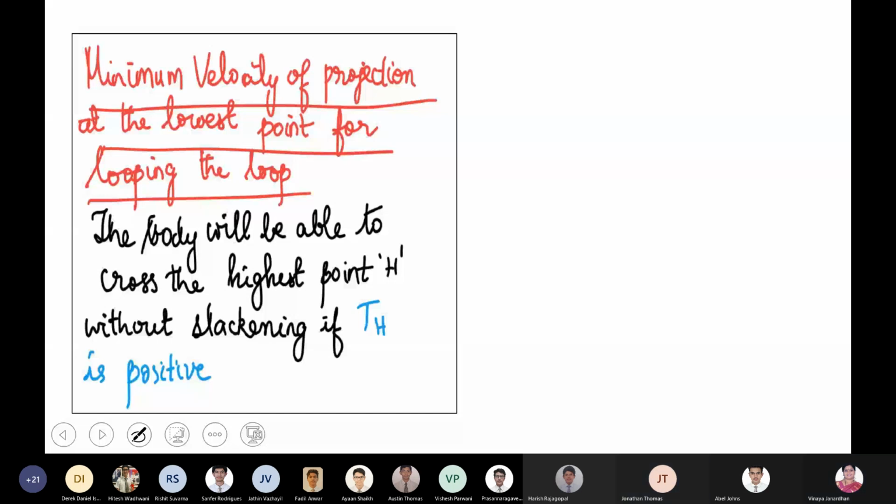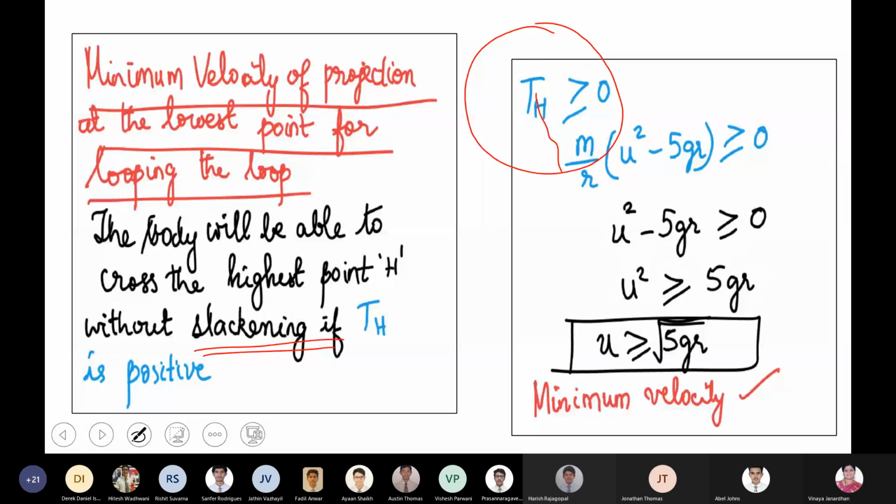Okay, ma'am. Now look at this. Minimum velocity of projection at the lowest point for looping the loop, which means there should not be any slackening of the string. Do you know what slackening means? Your string should not be like this. It should be straight and hold a tension, right? So the body will be able to cross the highest point without slackening.